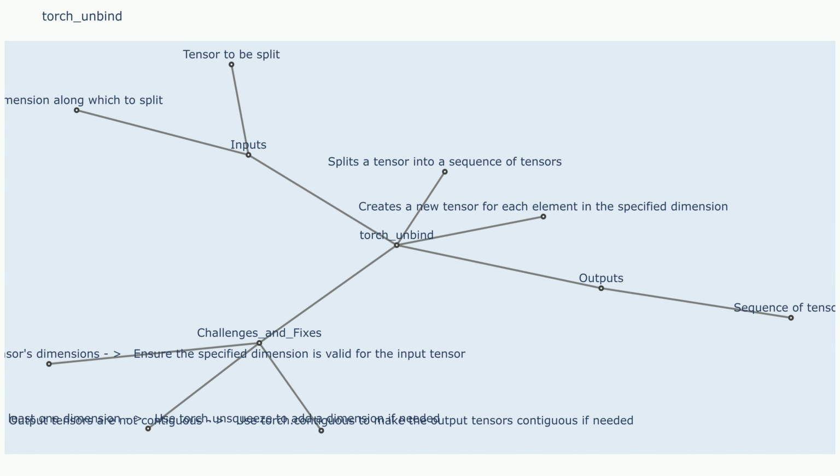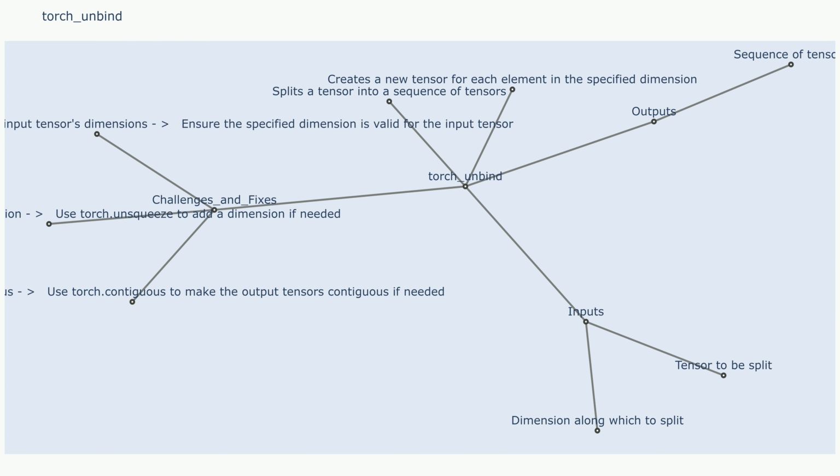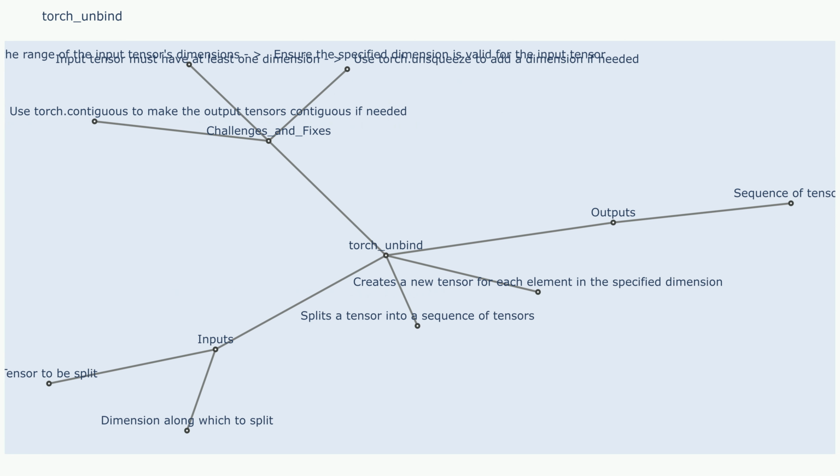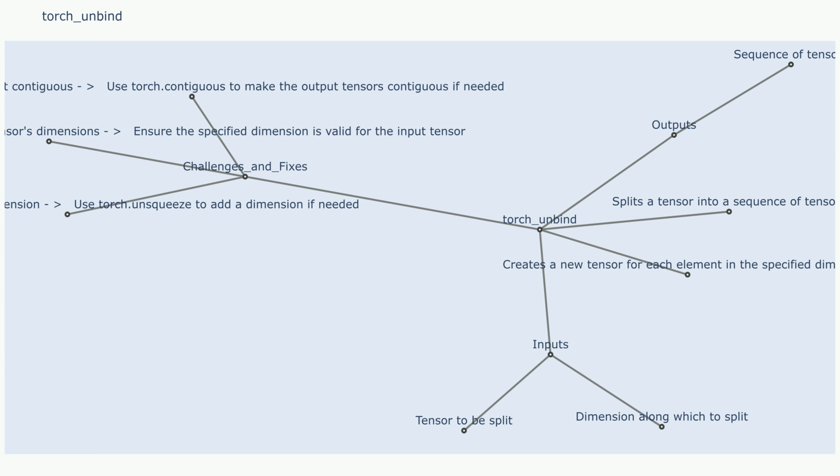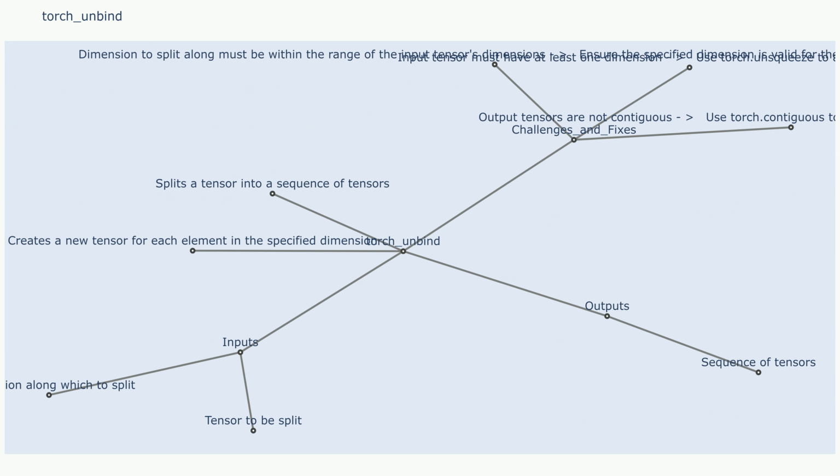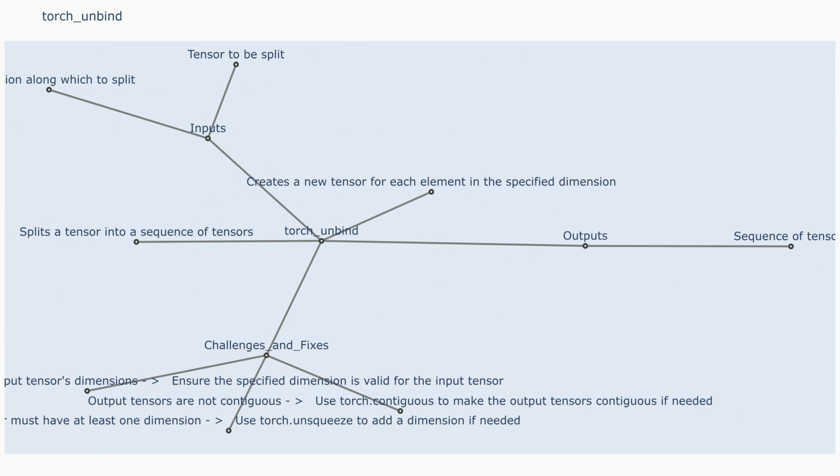torch.unbind. Description. The torch.unbind function is used to split a tensor along a specified dimension into a sequence of tensors. It effectively separates the tensor into individual slices along the chosen dimension. Inputs. Input 1, tensor. The input tensor to be split. Input 2, dim, optional, the dimension along which to split the tensor. If not provided, it defaults to 0, the first dimension.